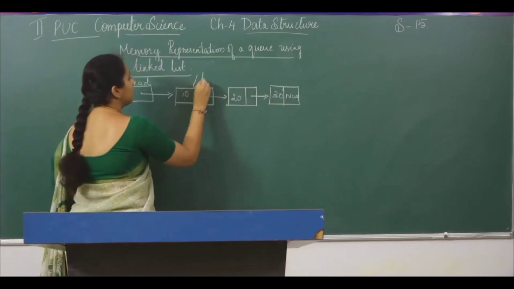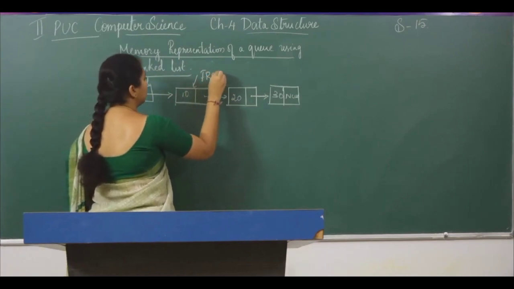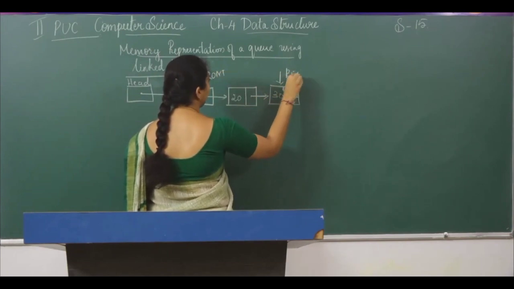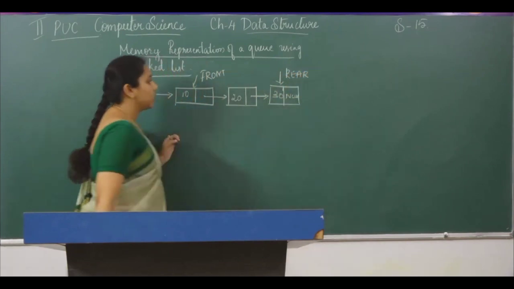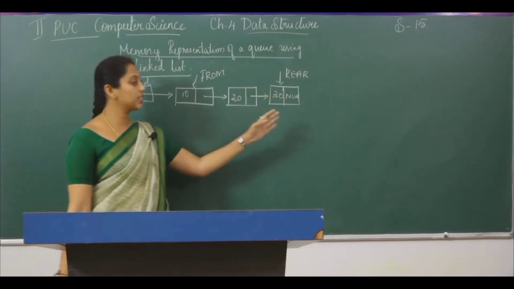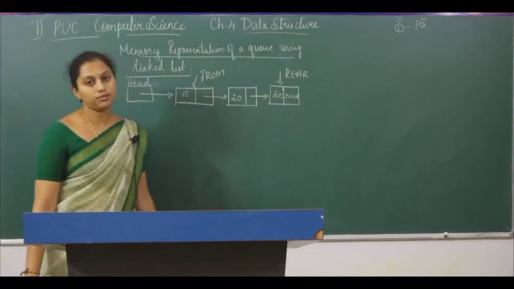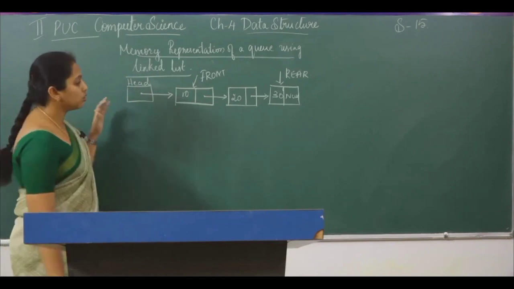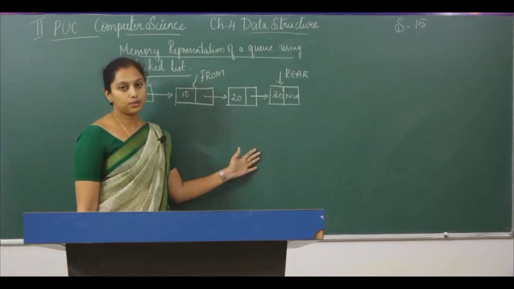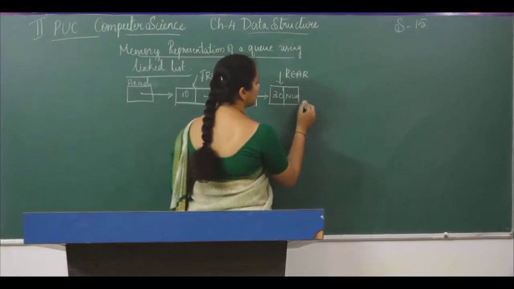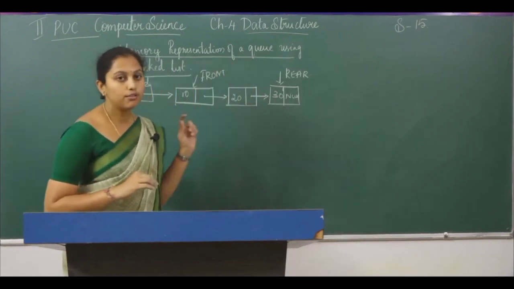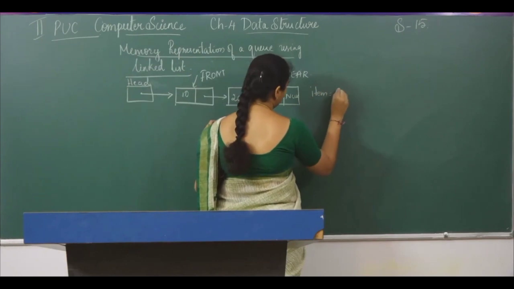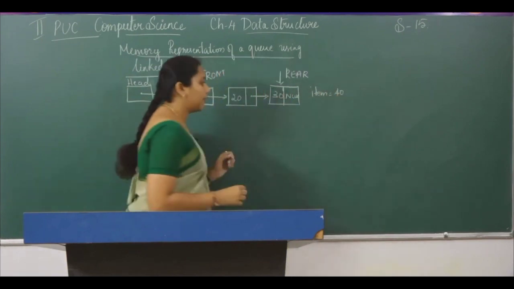So this is the front pointer and this is the rear pointer of the queue. If I want to insert an item into the queue, what we have to do, at the end I have to insert an item called 40.